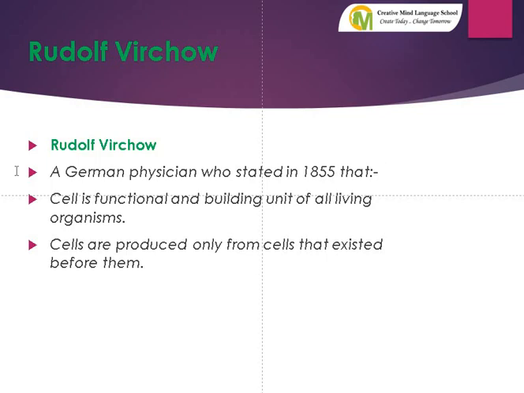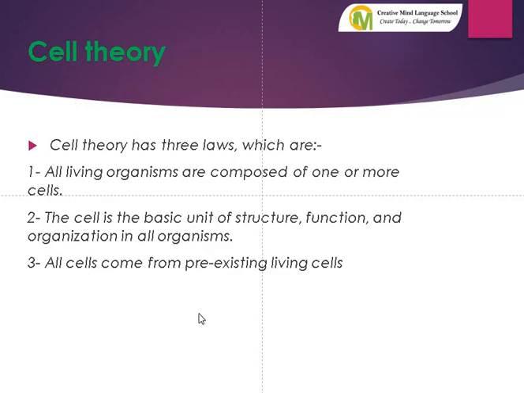Okay? Number 10. Cell theory has 3 laws. What are the laws of the cell theory? All living organisms are composed of one or more cells. The cell is the basic unit of structure, function, and organization in all organisms. All cells come from pre-existing living cells.